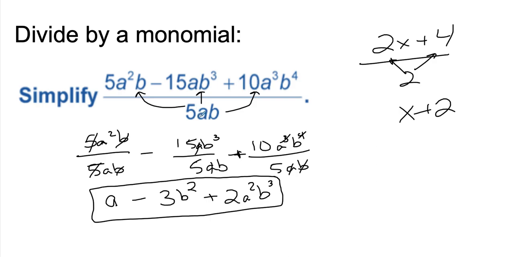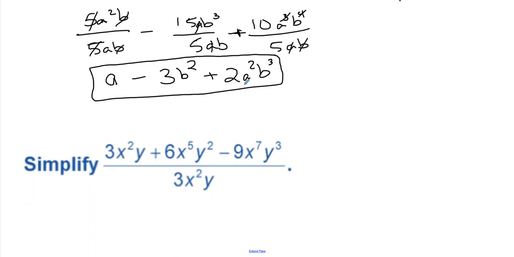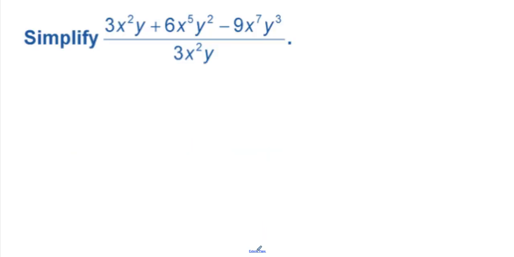So dividing by a monomial, you split it up. If you want to go ahead and pause the video, try this one, and I'll come back with the answer. All right, so dividing it out of each one of them, I'm just going to look from one to the other rather than writing them all out, because that's the more efficient way.